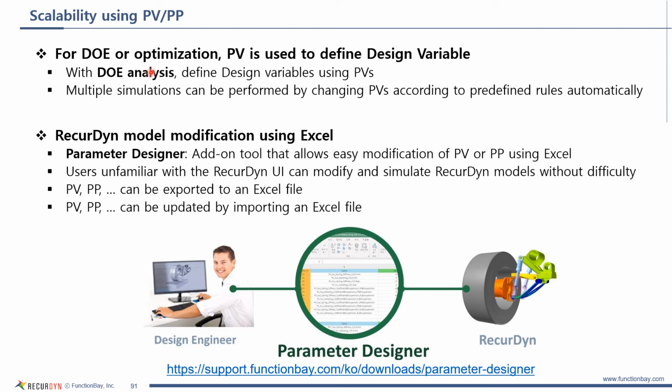Here is one more thing. There is an add-on tool called Parameter Designer for RecurDyn. It allows you to modify the RecurDyn models using Excel, and this tool also uses PV and PP.